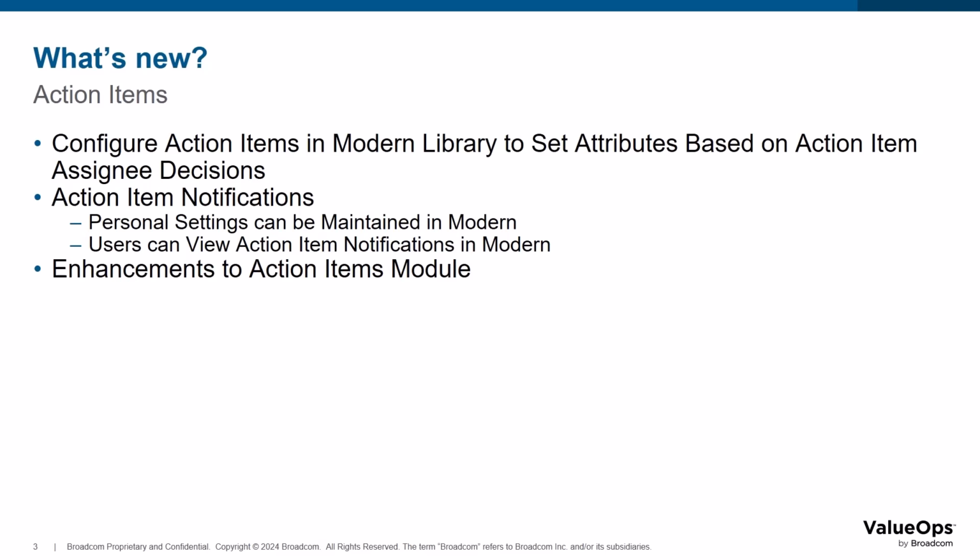We've also made some modifications to action item notifications. In Modern, you can now go into your personal settings and update or view your action item notification settings. Additionally, in Modern, users can go in to their bell icon and they can view any action item notifications that they have in Modern and expand that notification to access their action items directly where they can take action. And last, we made some usability enhancements to the action items module.